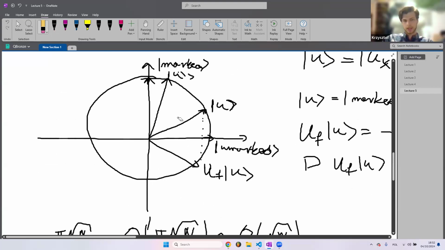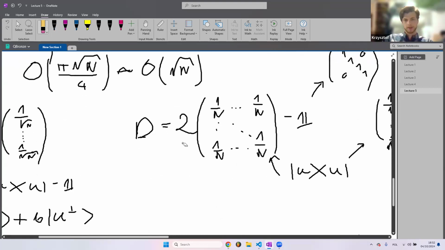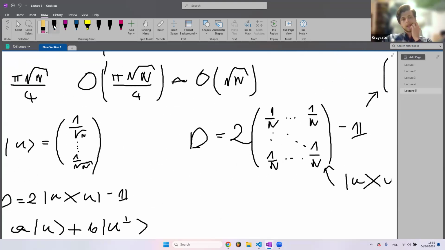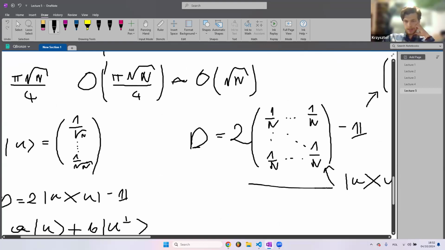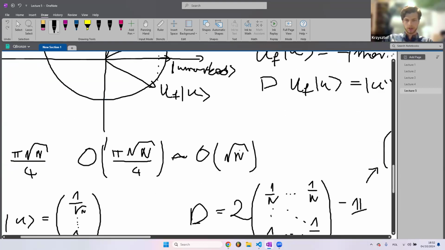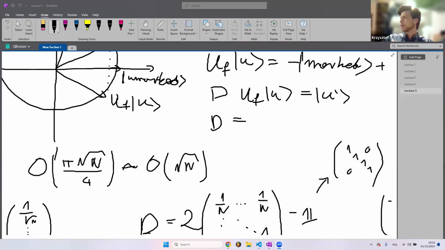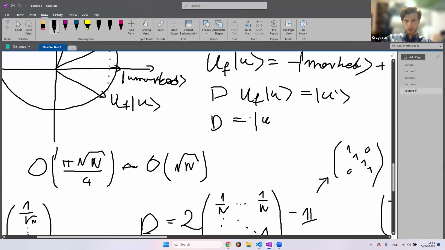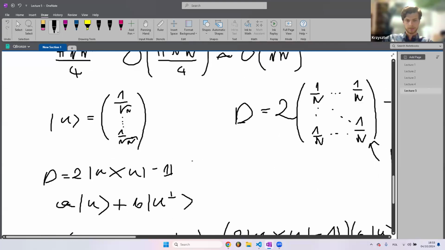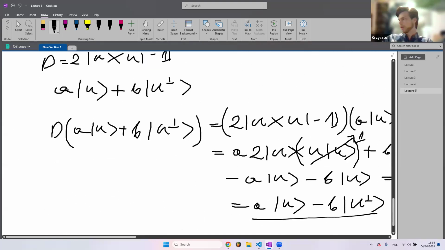So once again, let's recall the form of the D matrix. We can say that D is equal to 2 U U, and minus the identity matrix. Do you have any questions so far on this?